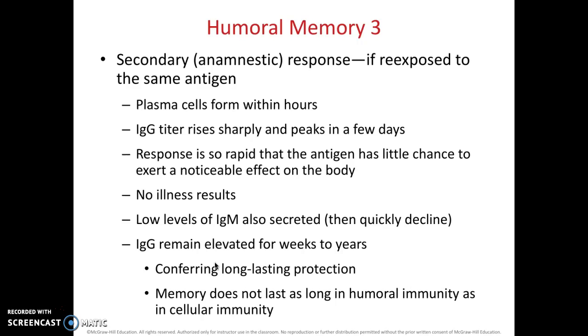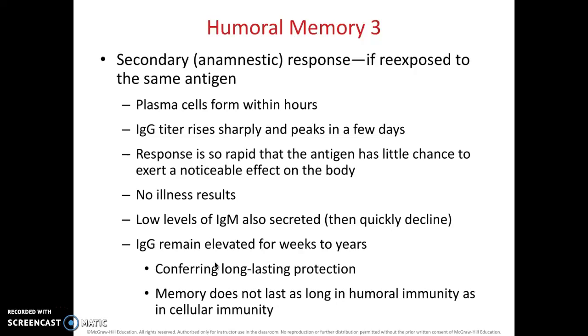During the secondary response, if you're exposed to that same antigen, plasma B cells will form within hours, and your IgG titer will rise sharply and peak a few days after. The response is pretty rapid, and that means that the antigen has little chance to exert a noticeable effect on the body generally, so you'll have no illness resulting. Low levels of IgM are also secreted and then quickly decline. And these IgGs remain elevated for a couple of weeks to years, which confers long-lasting protection.